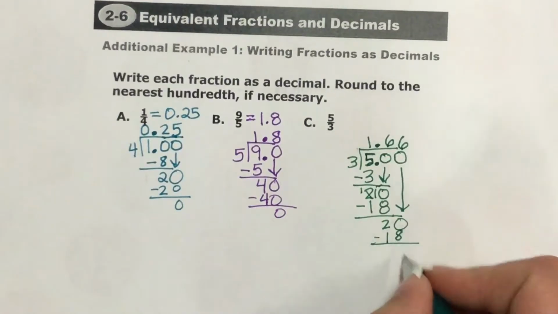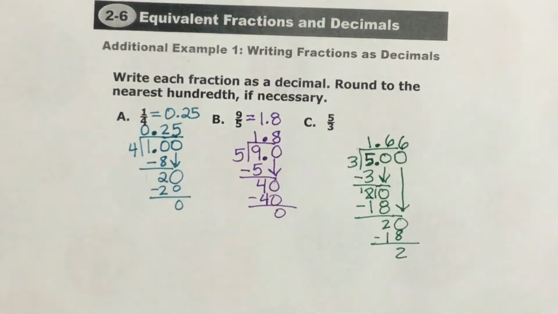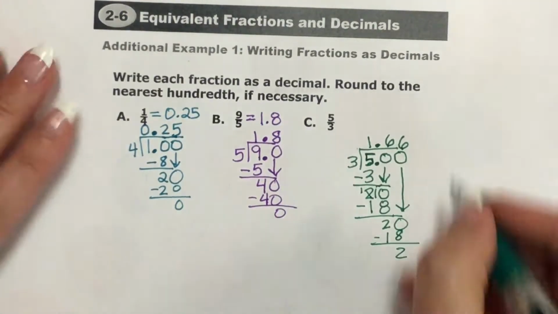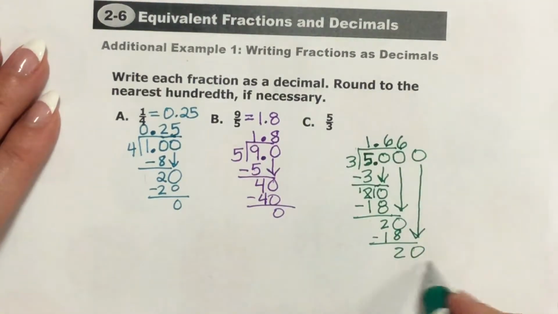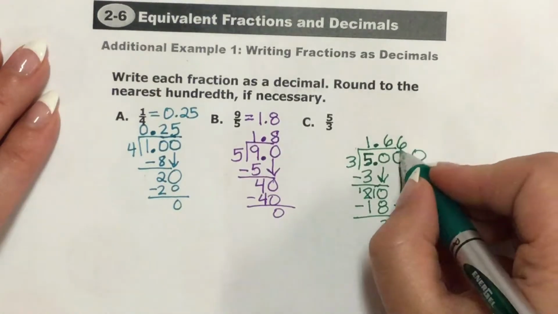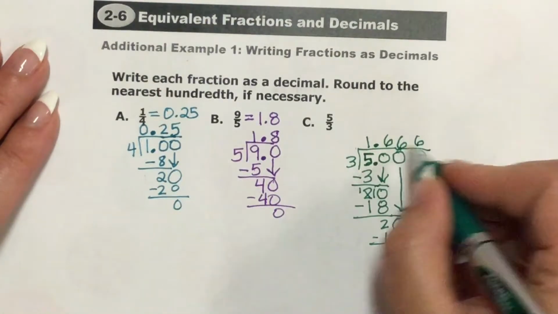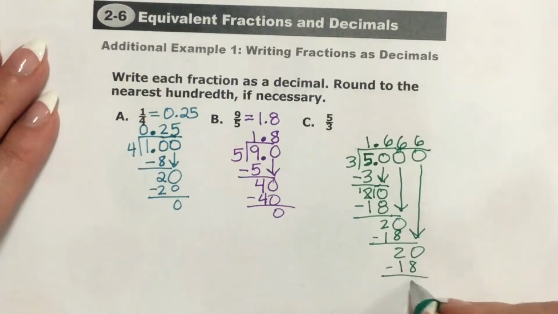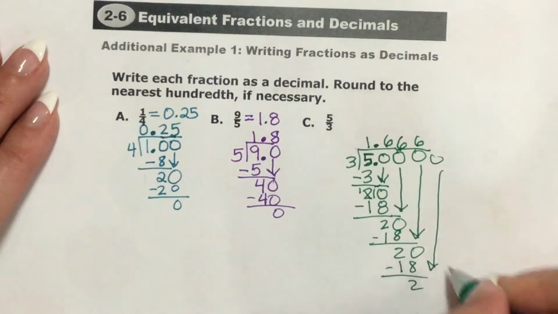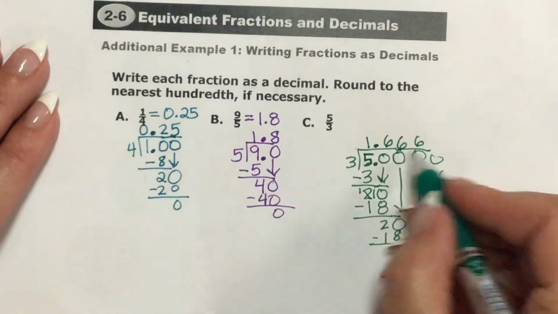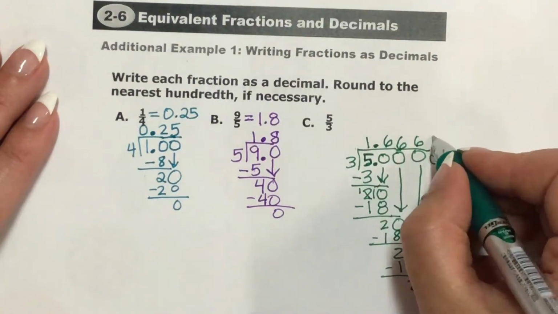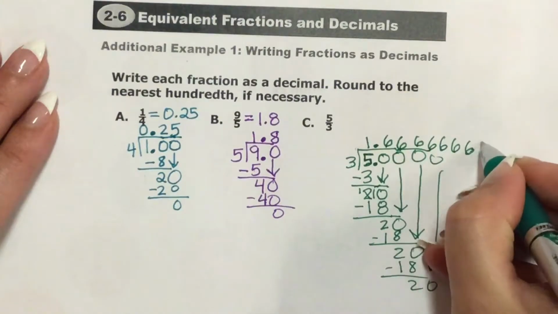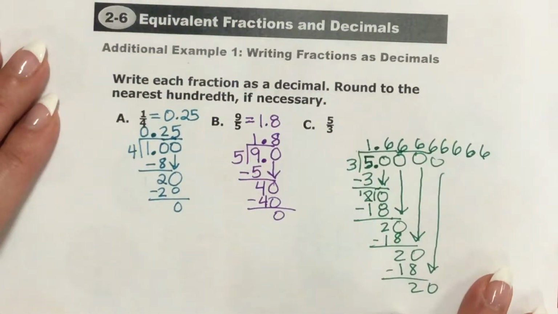And it looks like we are getting into a bit of a pattern. I keep adding these zeros and dropping them down. It's 20 again. 3 goes into 20 6 times, 6 times 3 is 18, and then we subtract, and there's another 2. I add another 0 and drop it down. It's a never-ending process. So what that means is we're dealing with what's called a repeating decimal. This is going to keep going, 6, 6, 6, 6, 6, for a really, really long time.